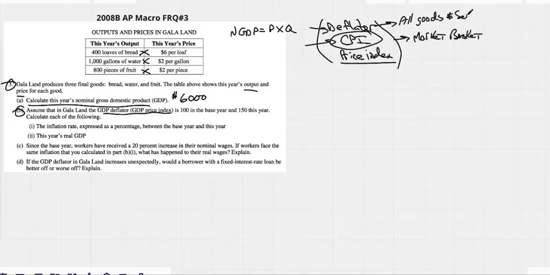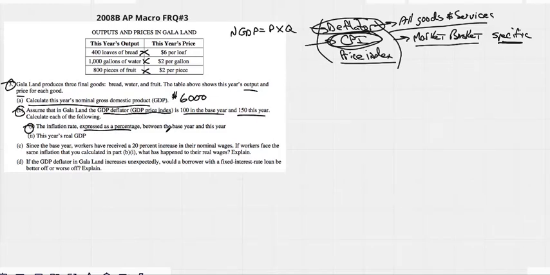So these are both just measures. This one obviously is very broad, measures everything in society. This measures only what consumers buy. It is that market basket of goods, or maybe we could call it a specific basket or group of goods. They've talked about it in different ways. Just know they're all really kind of the same thing there. Assume that in Gala Land, the deflator is 100 in the base year, as it always is 100 in the base year, and 150 this year.